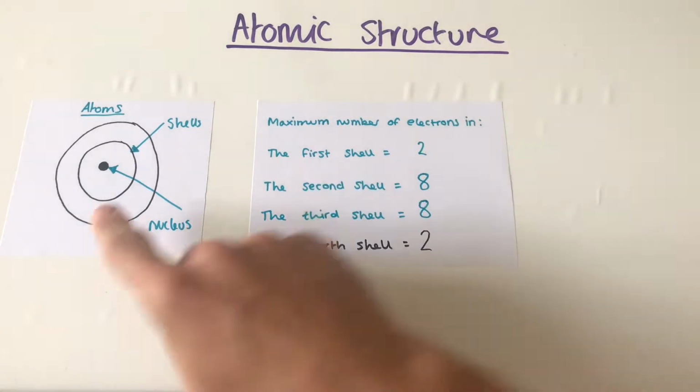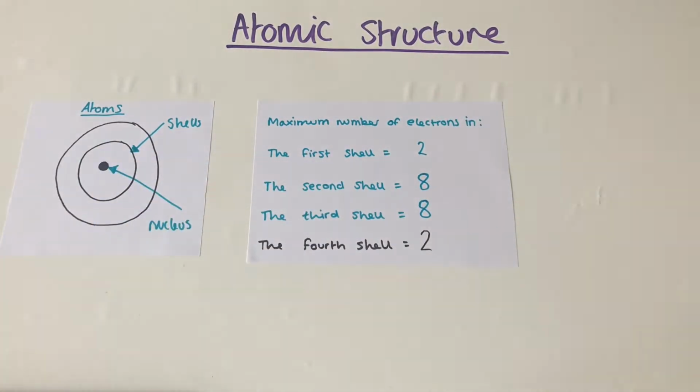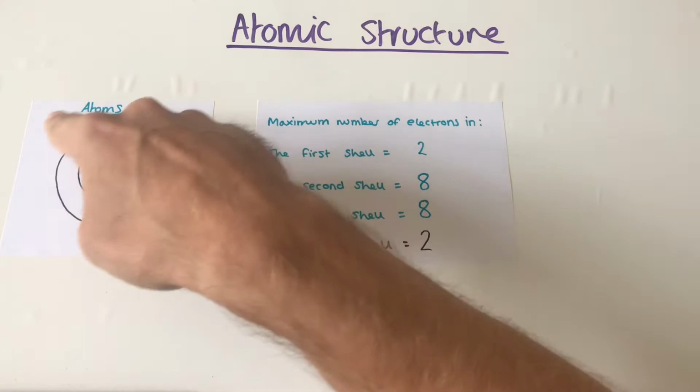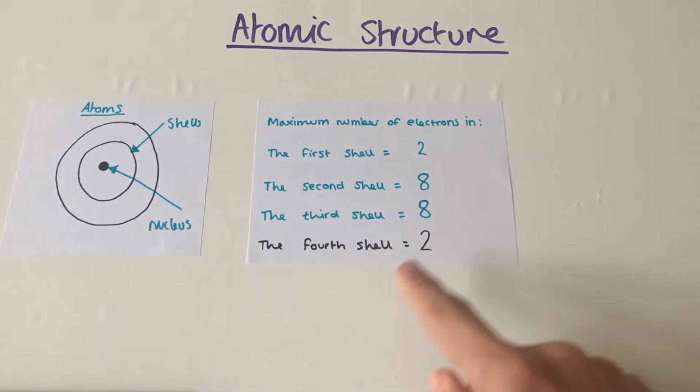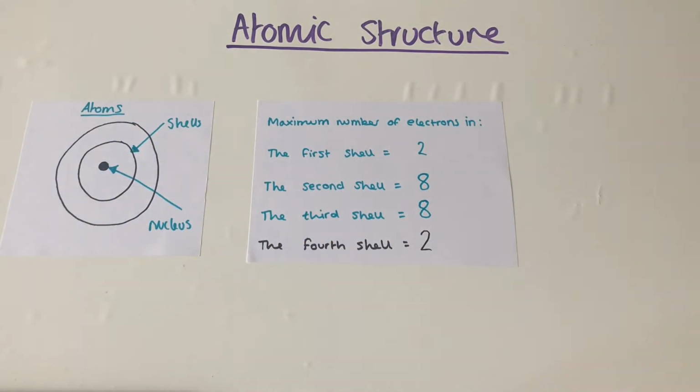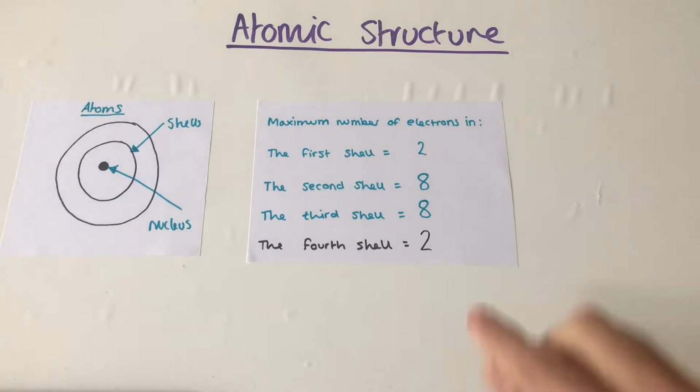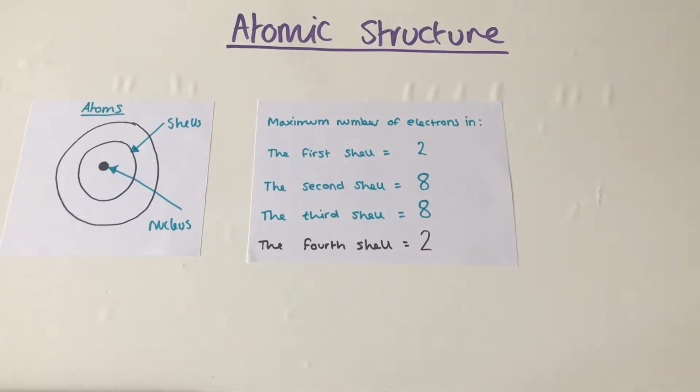So if we've got one shell, this first shell is going to have a maximum of 2 electrons. The next shell will have a maximum of 8 electrons. The next shell will have a maximum of 8 electrons. And then our outer shell, if we're drawing to calcium, will have 2 electrons in the outer shell.